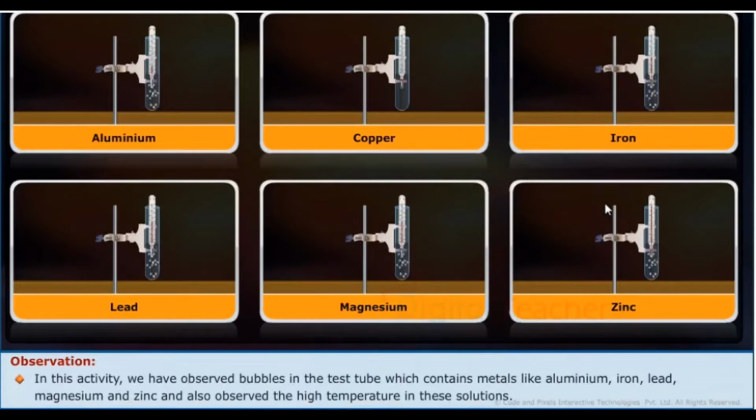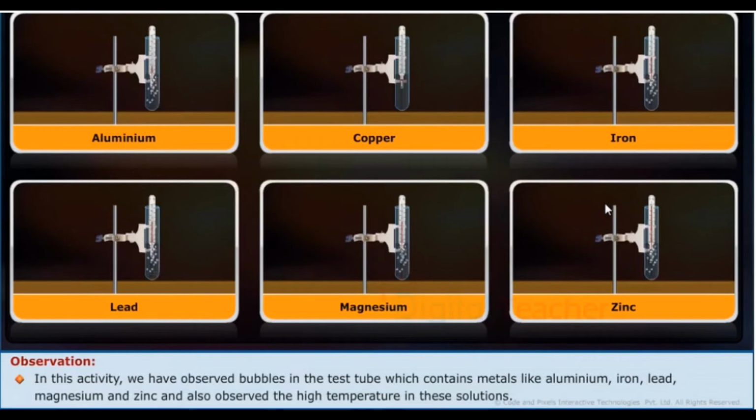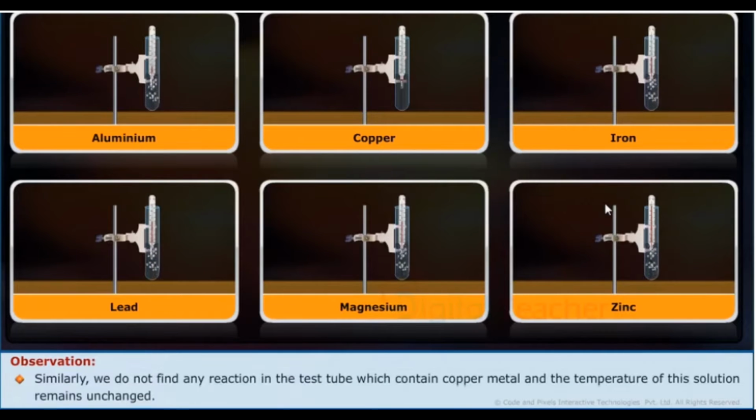In this activity, we have observed bubbles in the test tube which contains metals like aluminium, iron, lead, magnesium and zinc, and also observed the high temperature in these solutions. Similarly, we do not find any reaction in the test tube which contains copper metal, and the temperature of this solution remains unchanged.